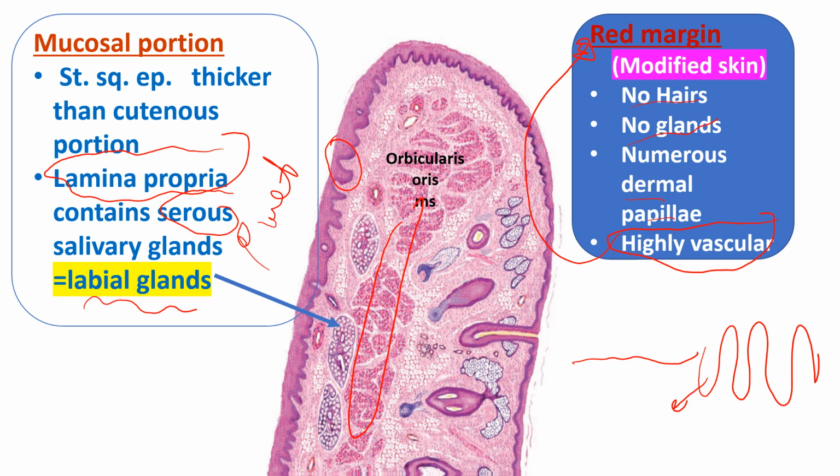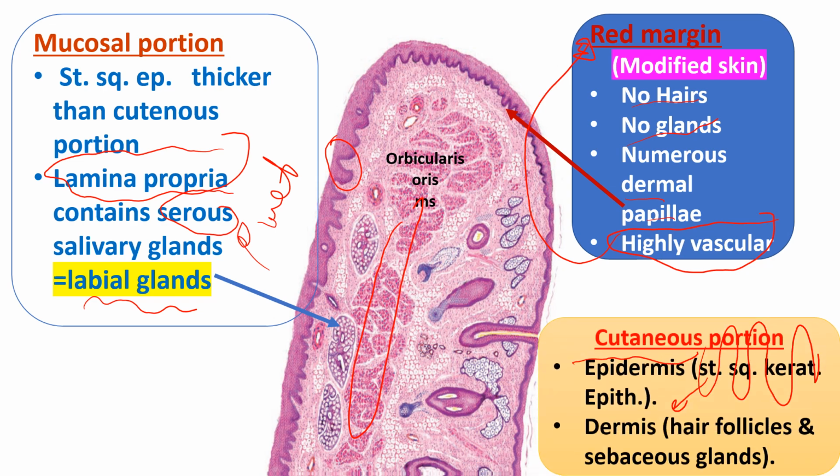So we talked about the mucosal portion, which is epithelium and lamina propria. We talked about the red margin, which is modified skin. It has numerous deep dermal papillae. It is highly vascular, containing no gland and no hair. Okay, what about the cutaneous portion? Cutaneous portion is formed of skin.